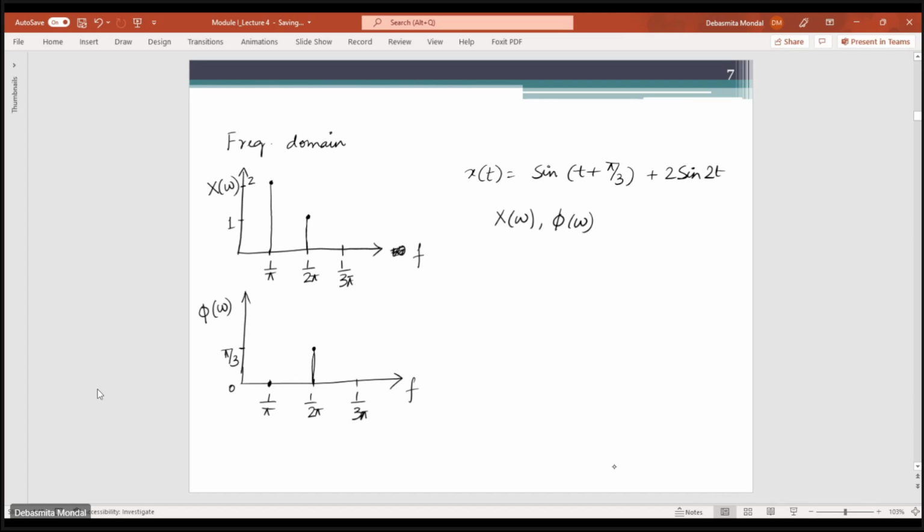So one is 1 and another is 2. The other values of frequency like 1 by 3 pi or 1 by 4 pi do not come into the picture for this equation. That means the values of both X(omega) and phi(omega) will be 0 for all other frequencies. Similarly, if you have a different equation with more than two frequencies, then depending on the magnitude as well as the phase, you can represent that signal in a frequency domain graph like this.